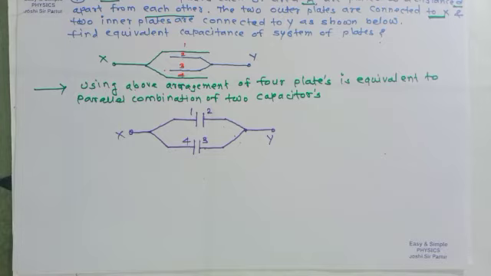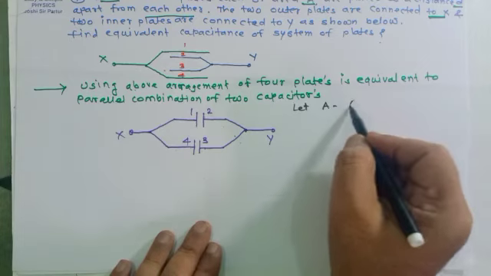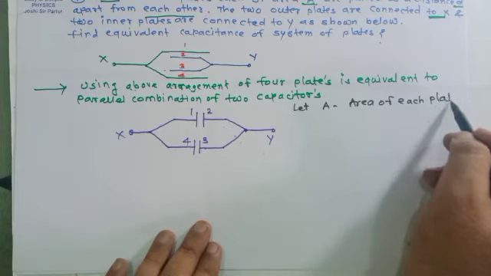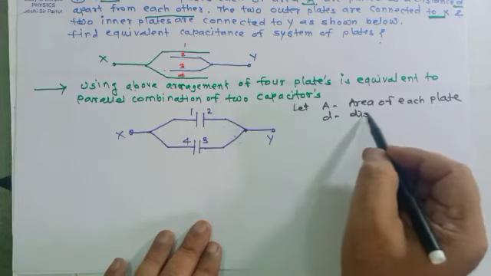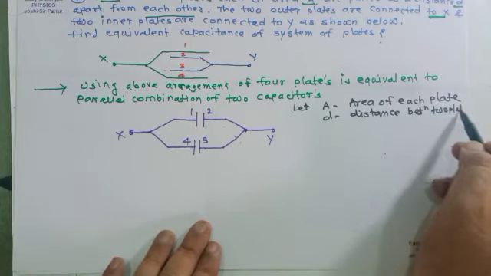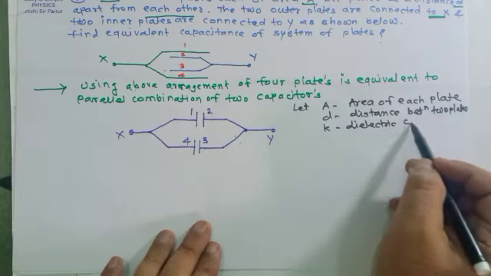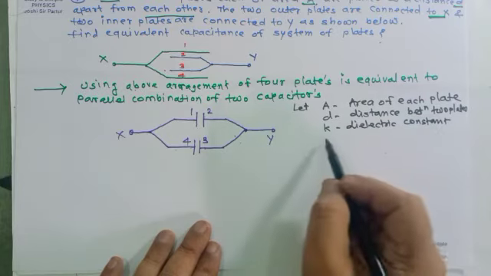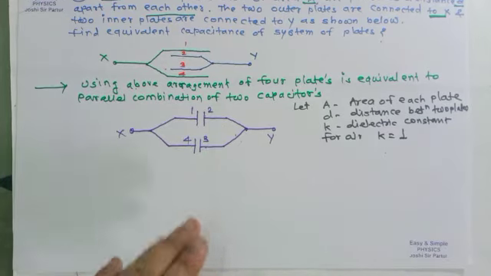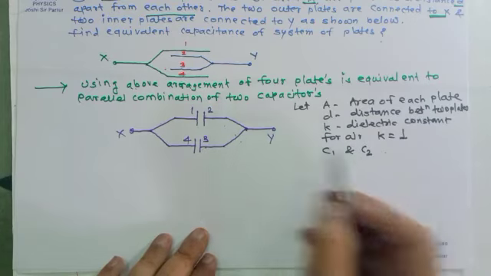Similarly, we have seen, let A be the area of each plate, D the distance between two plates, K the dielectric constant. For air, K equal to 1. The two capacitors having capacities C1 and C2.